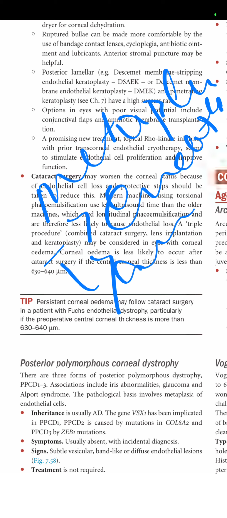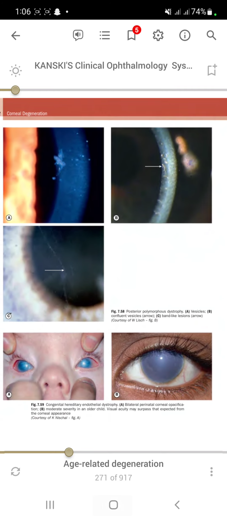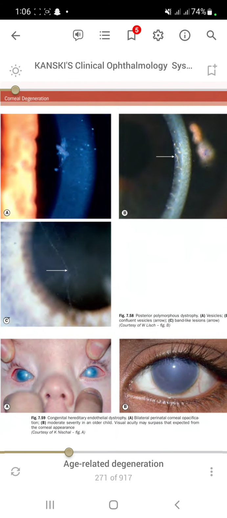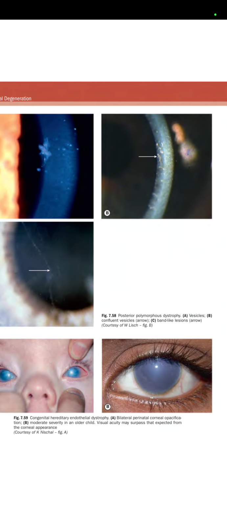Inheritance is usually autosomal dominant. The gene VSX1 has been implicated in PPCD1. PPCD2 is caused by a mutation in COL8A2 and PPCD3 by a ZEB1 mutation. Symptoms are usually absent, with incidental diagnosis. Signs are subtle vesicular, band-like, or diffuse endothelial lesions, and treatment is not required. Figure 7.58 shows posterior polymorphous dystrophy: A shows the vesicle, B shows the confluent vesicle, and C shows the band-like lesion.